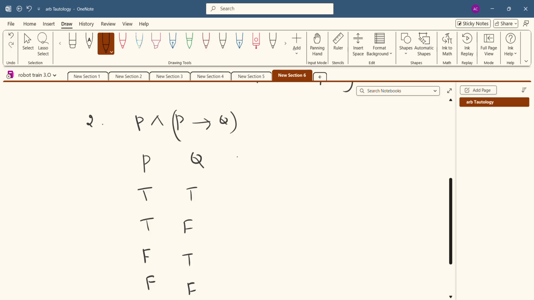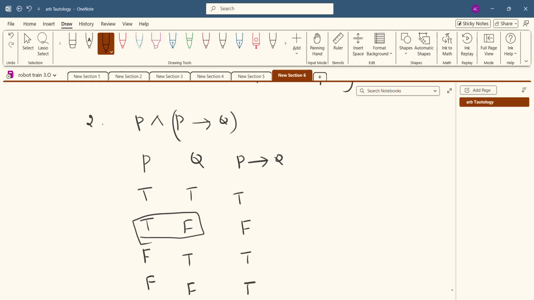Here P conditional Q. How are we going to write the truth table for P conditional Q? If P is true and Q is false, then P conditional Q is false, otherwise true.